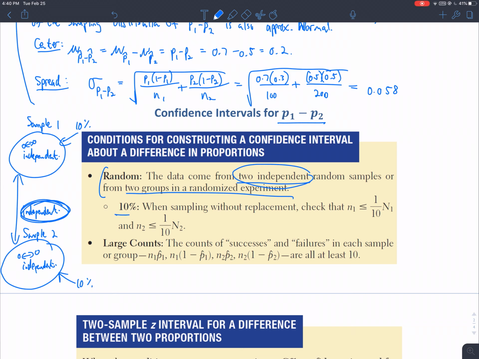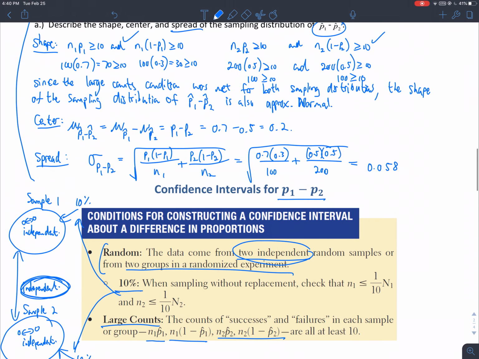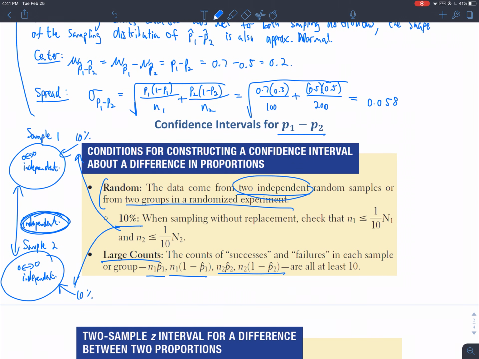And then the 10% condition, which we said is what would satisfy that individuals in the sample are independent of each other. And then large counts. Again, we just did this. In this case, for a confidence interval, we will use n1 p hat 1, n1 times 1 minus p hat 1, and so on, because we don't actually ever know p1 and p2 like we did over here. We were given the truth. We don't actually know the truth. So for a confidence interval, these are the conditions we'll check. Not much different, except we're now adding a second sample into the mix because there are two proportions, so two samples, and two populations.